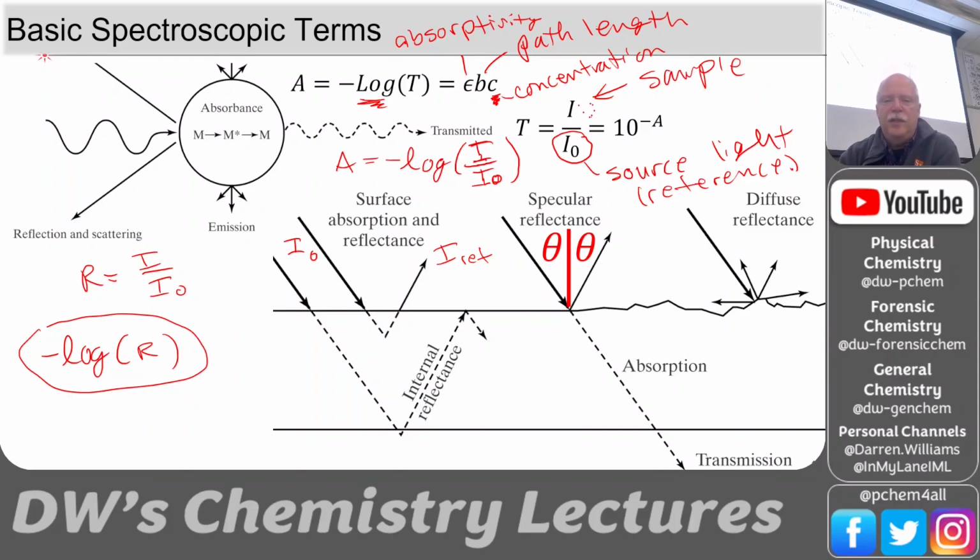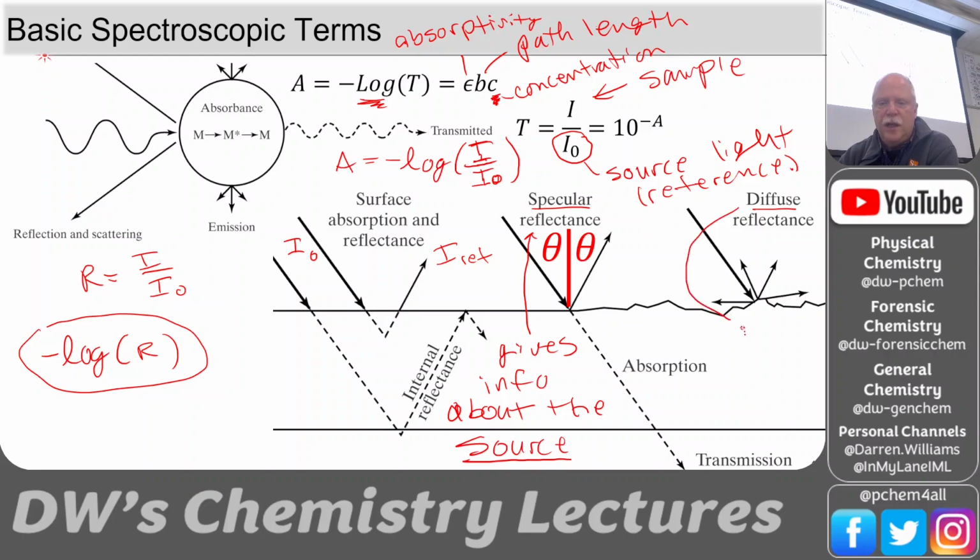Let's talk about these two. These are important for specular reflectance and diffuse reflectance in terms of characterizing the color of substances. So specular reflectance gives info about the source. Diffuse reflectance gives info about the sample.